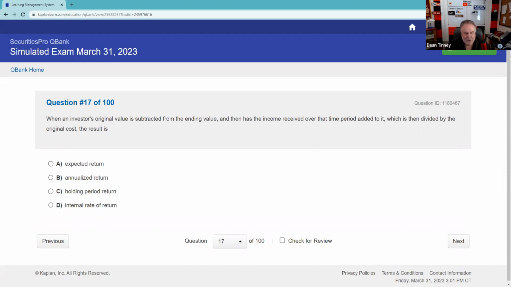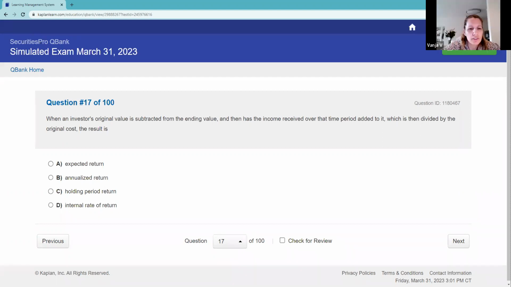When an investor's original value is subtracted from the end value, and then has the income received over that time period added to it, which is then divided by the original cost, the result is. Okay, I got to read that one more time. Sorry, Dean. No, go for it. Yeah, you got plenty of time.